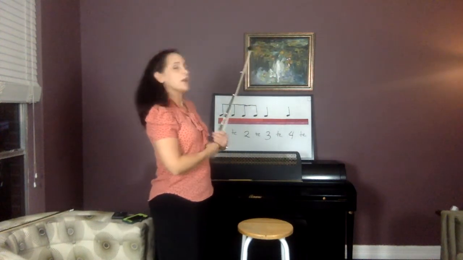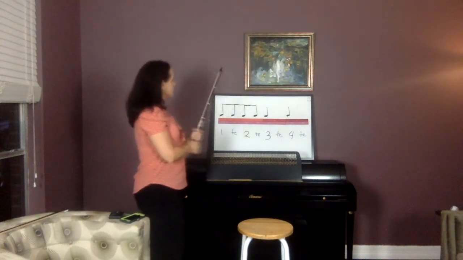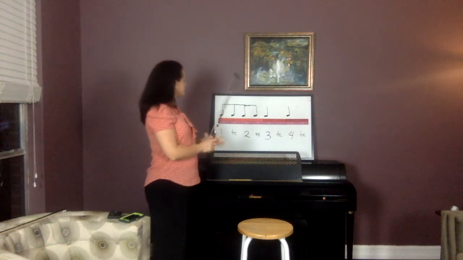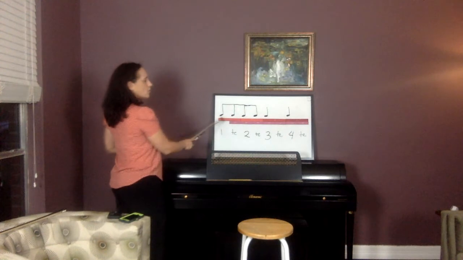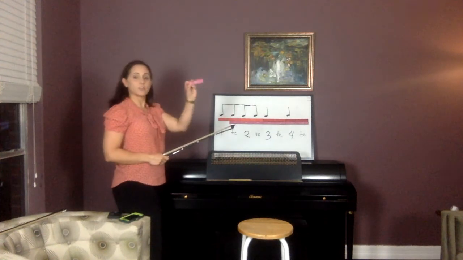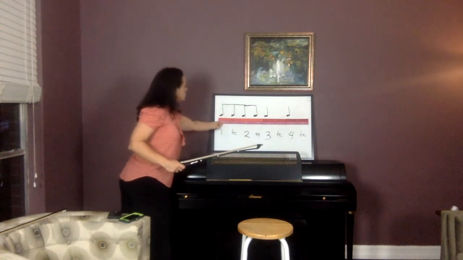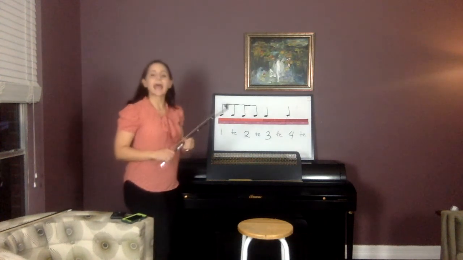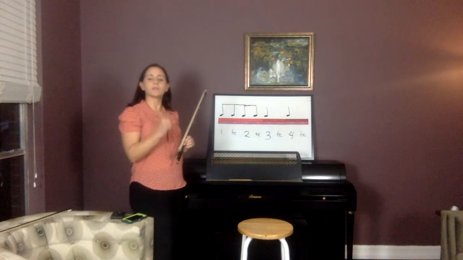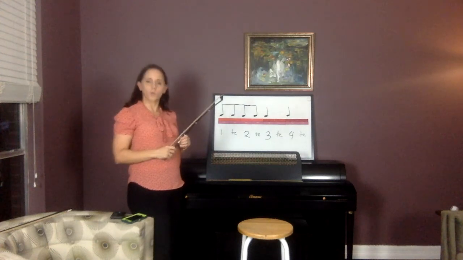Now, I know this is kind of far back now, but just remember what we did is we took a full beat of a quarter note and divided it into two equal halves. Two halves make a whole. An eighth note gets half of a beat. It takes two eighth notes to make one quarter note.